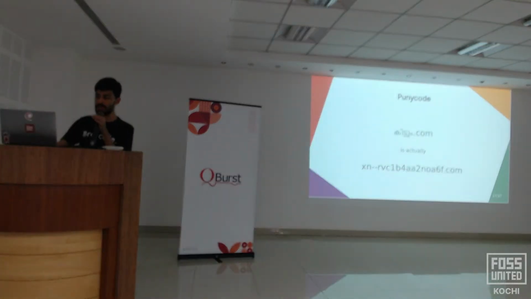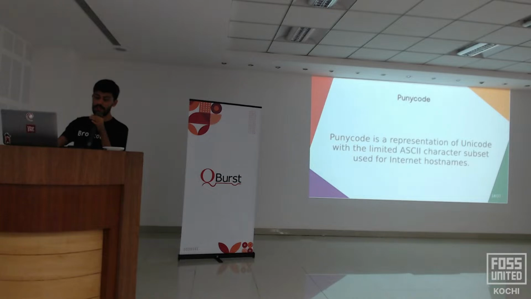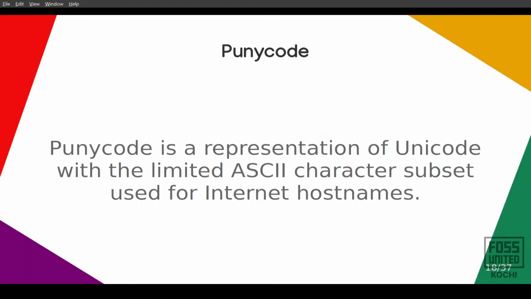So this is what Punycode is. It is a representation of Unicode characters in ASCII. This doesn't mean it is only for Malayalam. It works for any Unicode character. Emoji domains are a thing, by the way. There's a short link service which has an emoji domain. You can have an emoji like a chocolate and register it as a .com. That is also possible these days.